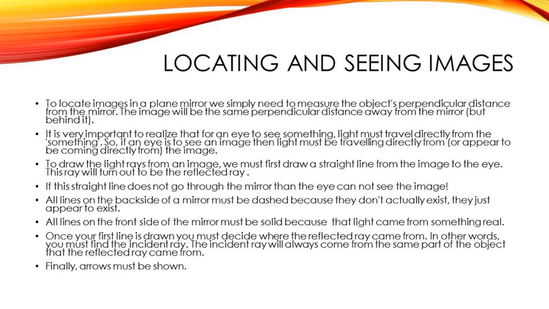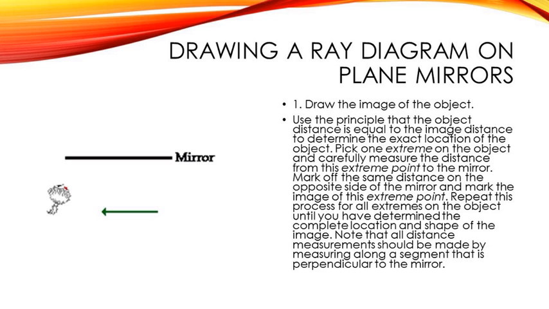Once your first line is drawn, you must decide where the reflected ray came from. In other words, you must find the incident ray. The incident ray will always come from the same part of the object that the reflected rays come from. Finally, arrows must be shown.